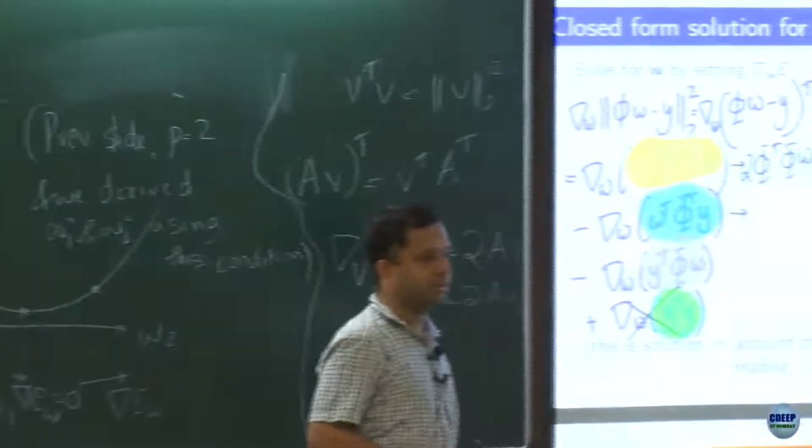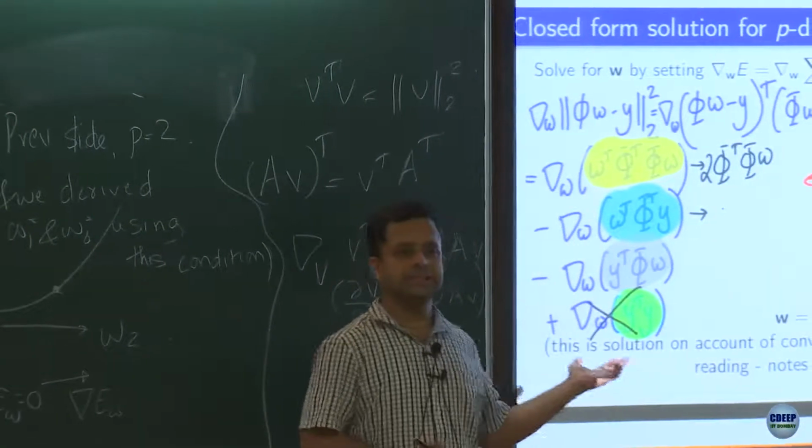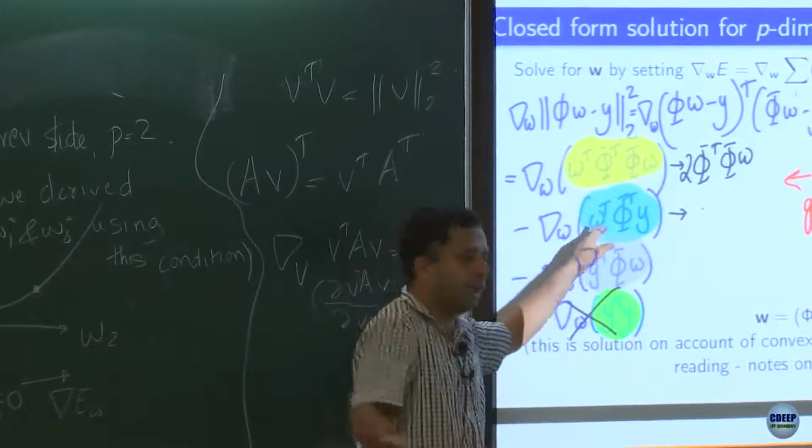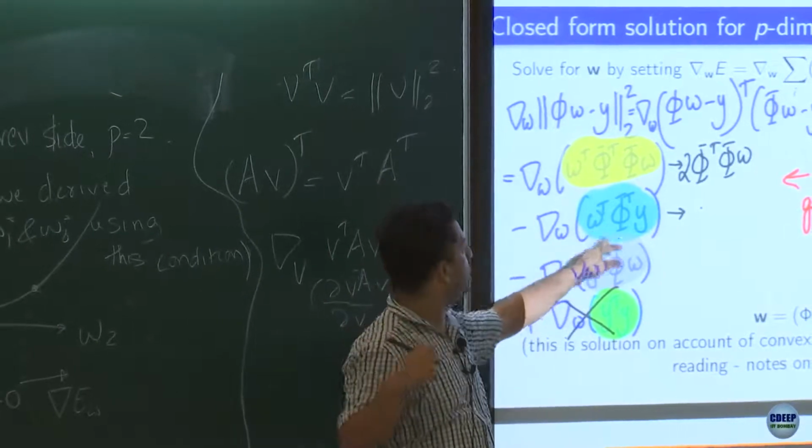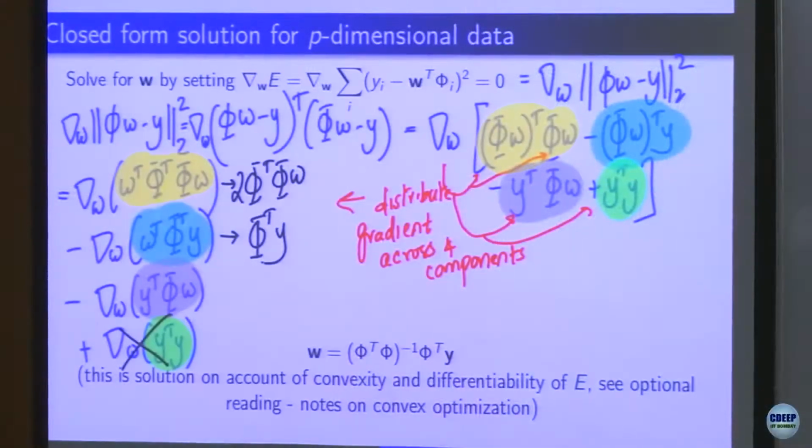So this component, again, is straightforward. You could actually write it down, and you realize that this gradient is nothing but just phi transpose y. The w transpose sitting at the front will vanish.